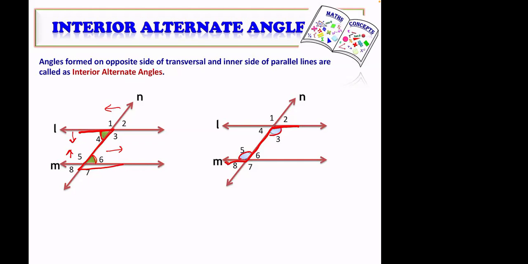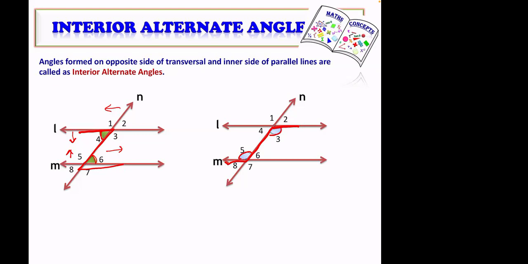These two, they are on opposite sides of the transversal. One is on the right side, one is on the left side, and both angles are on the inner side of lines L and M. Understood what are alternate angles, interior alternate angles? Yes, yes, ma'am. Ayush, yes. Yes, Shrilekha, understood. Okay, okay.